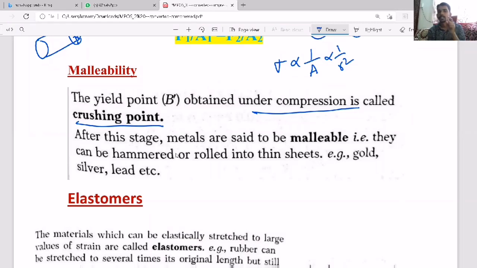In case of compression, the metals are said to be malleable. You can bend them. That is, they can be hammered or rolled into thin sheets. Example, gold, silver, lead, etc. So the goldsmith, they will make ornaments based on this property only.